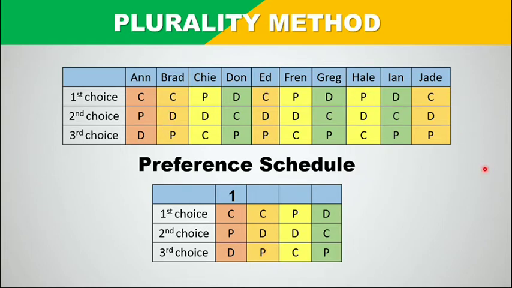That is 3. Now for Palawan as their first choice, Davao as their second choice, and Cebu as their third choice, we have 3 again: Chi, Fren, and Hale. And for the last one, who preferred Davao as their first choice, Cebu as their second choice, and Palawan as their third choice? We have Don, Greg, and Ian, so we also have 3. If you add 1, 3, 3, 3, this equals 10, which is the number of your friends who participated in the voting.